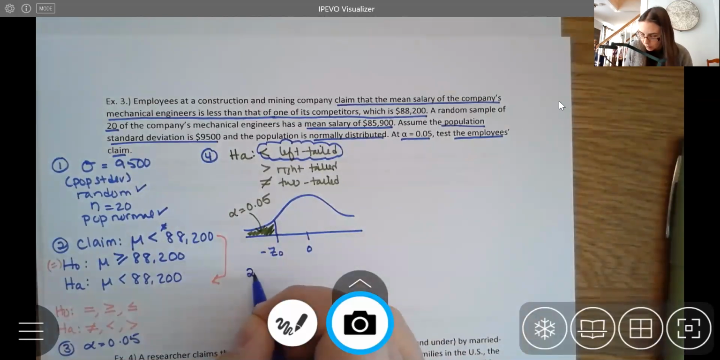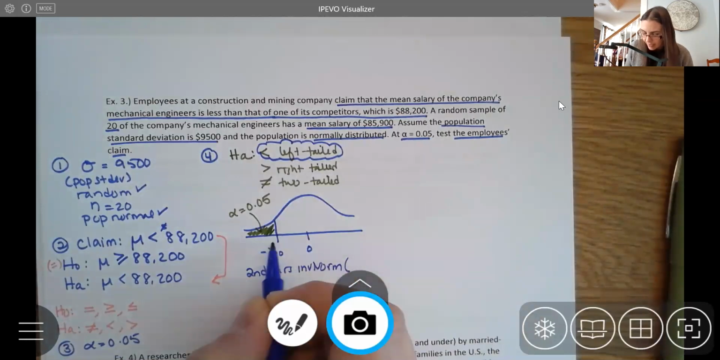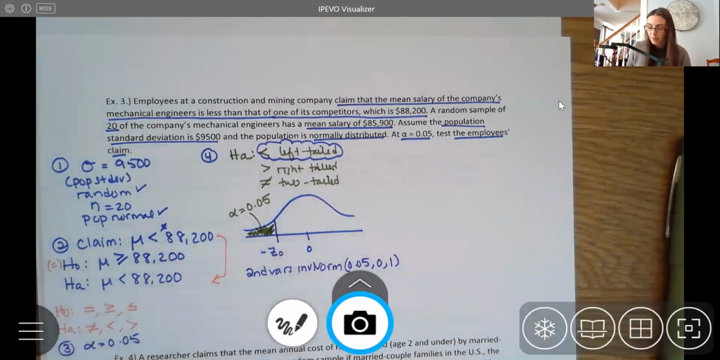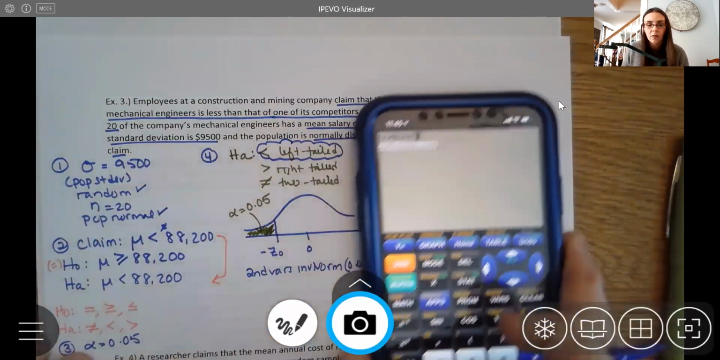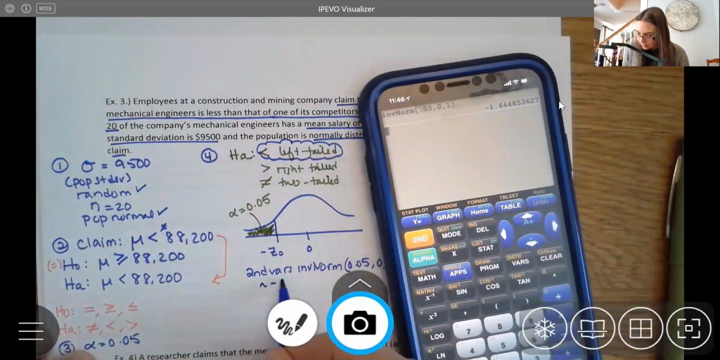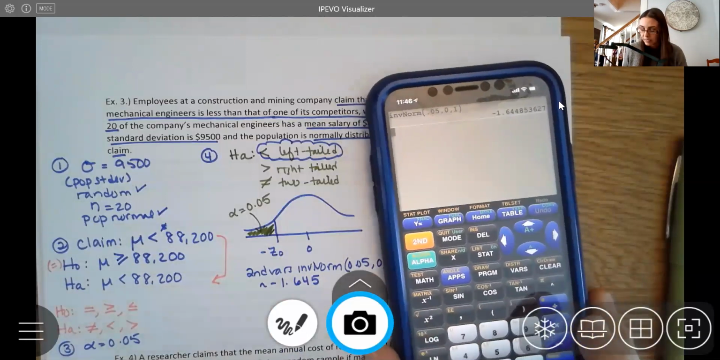So I can either do second vars, inverse norm. Now my area to the left is 0.05, my mean is 0, my standard deviation is 1. So if I plug all that in, I have 0.05, comma 0, comma 1, and I get about negative 1.645 here. So that's one of those rare z-scores that we use 3 decimal places for. Remember, this is one of the main ones we've seen.